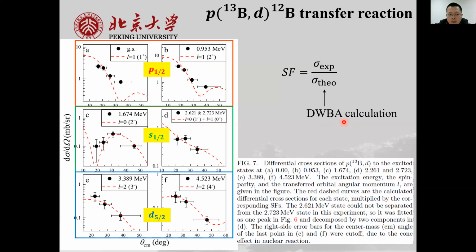For the input channel optical potential, we use the result we obtained from the elastic scattering, and for the exit channel, we just use the global optical potential. Then we extracted the experimental spectroscopic factors with the ratio of the experimental cross section and the theoretical cross section. The result is summarized in this table.